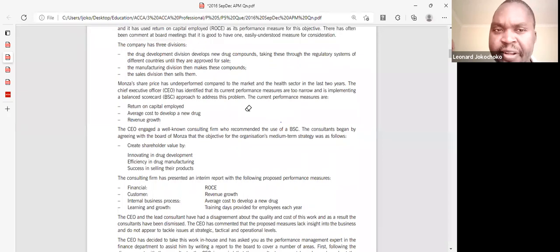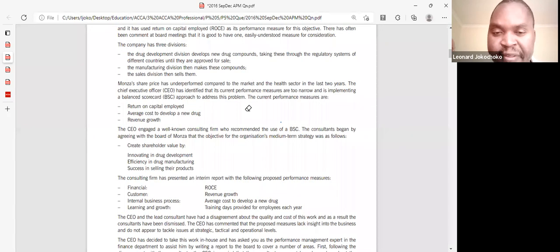The company has 3 divisions. The drug development division develops new drug compounds, taking these through the regulatory systems of different countries until they are approved for sale. The manufacturing division then makes these compounds. The sales division then sells these drugs. Monza's share price has underperformed compared to the market and the health sector in the last 2 years.